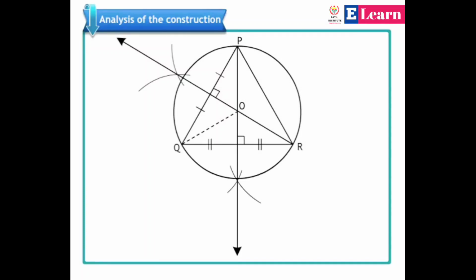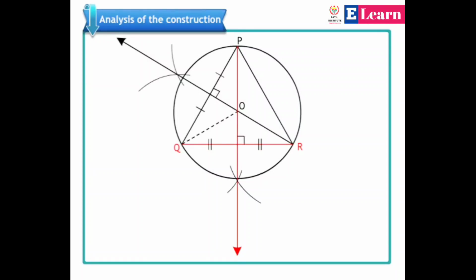Look at the screen. These are three non-collinear points P, Q, and R. With the help of these three points, we can construct a circle. Now let's see how. First, join points P and Q and draw the perpendicular bisector of segment PQ. Now join points Q and R and draw the perpendicular bisector of segment QR.